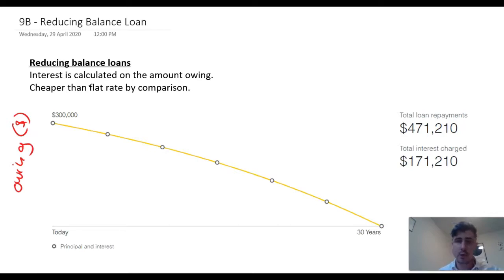And so when you make your payments, if you keep the payments the same, it takes off more and more of what we call the principal. So the principal is the amount owing. And we're going to learn to make calculations based on this, which will be useful for later in life when you have your own loans.